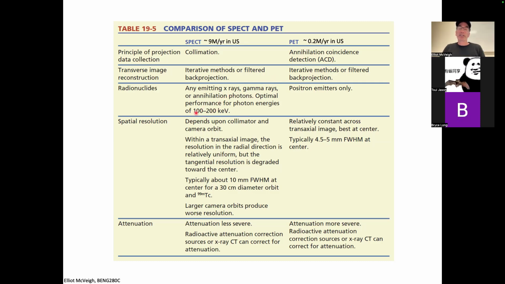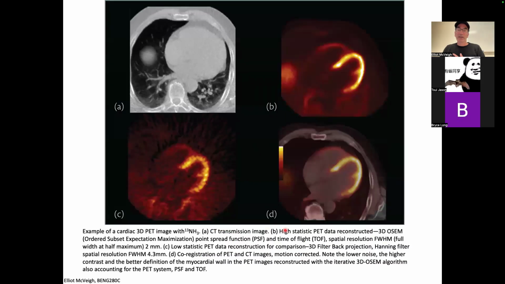These photon energies are about 100 to 200 keV, versus positron emitters, as we looked at. The resolution is about 4 to 5 millimeters for PET, and about 10 millimeters for technetium-99, which is the one we looked at, with a 30 centimeter diameter. Less attenuation because we only have one photon to get out. That's about it, I think. So we looked at this last time quickly.